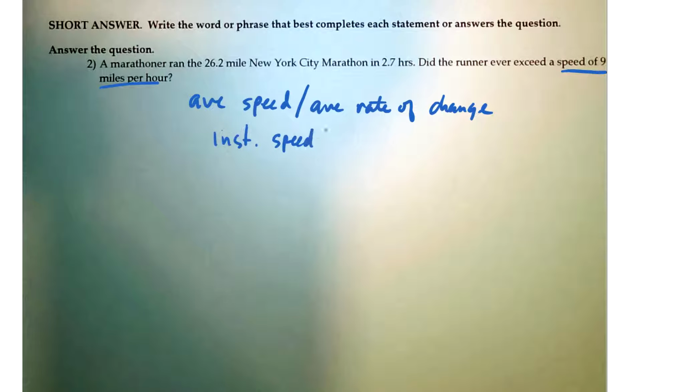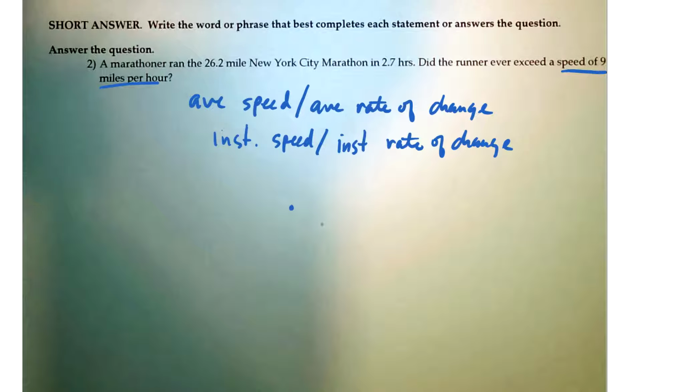You have to understand the relationship between average speed, or average rate of change, and instantaneous speed, or instantaneous rate of change. And how are they related? Basically they're related like this, and we've drawn this picture in class quite a few times.